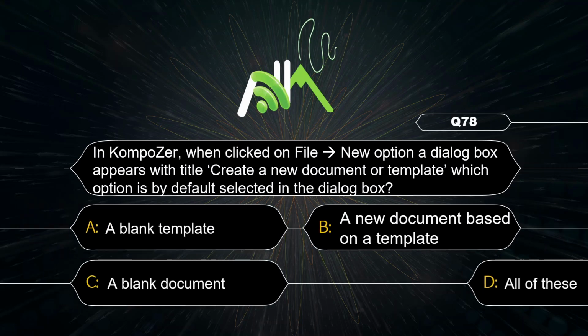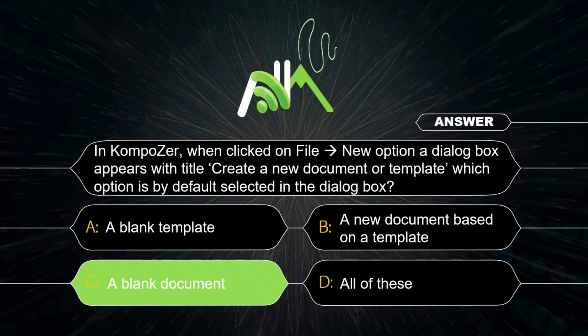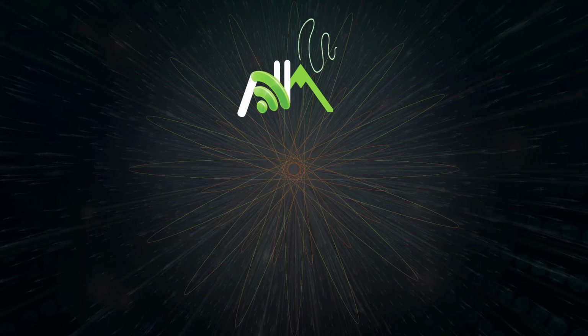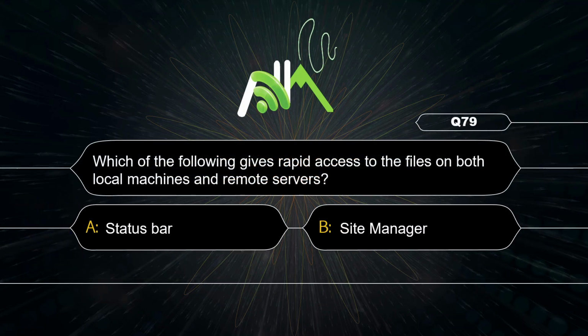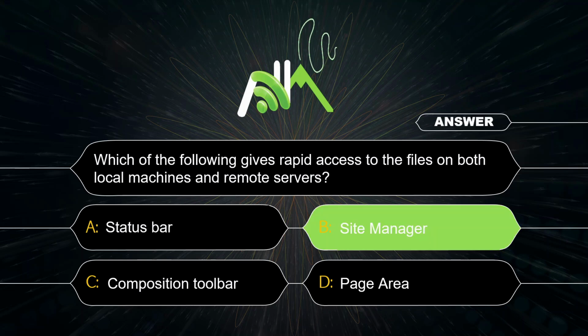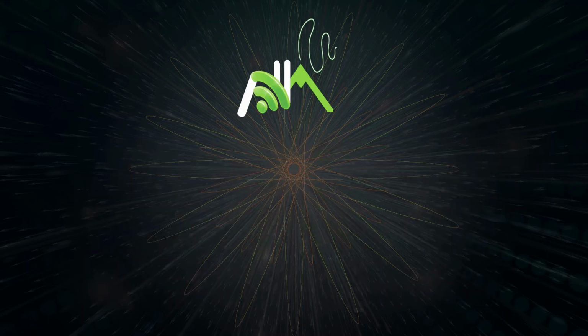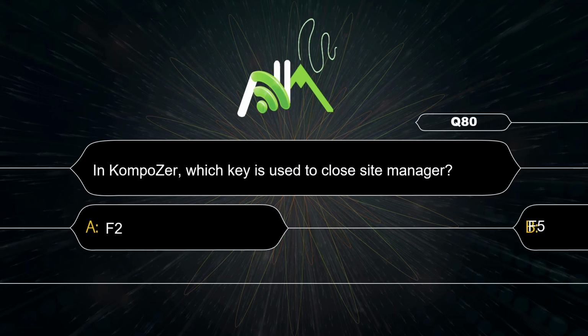When you click on file, new, you get one dialog box, create a new document or template. Which option will you select? Here you will select blank. Again an important question: which of the following gives rapid access to files on both the local machine and remote server? Site manager. When you want to navigate between sites, then also you have to go with site manager. What is the shortcut key to open or close site manager? F9.